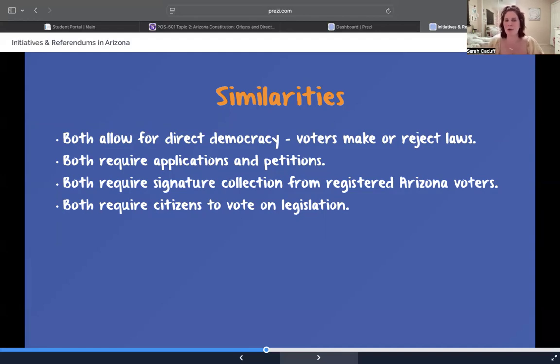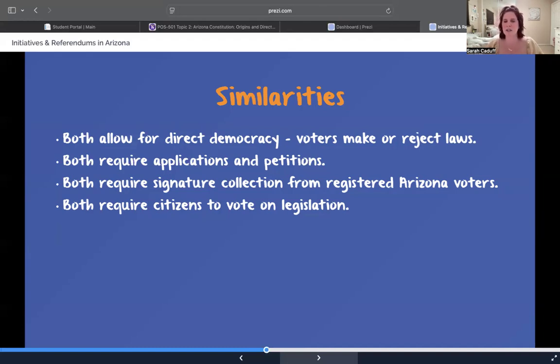Another similarity is that both require an application and a petition. So in order to get started, both require applications and petitions. Another similarity is that both require signature collection from registered Arizona voters. We talked about the valid signatures. You can't just have any random person come up and go, yeah, I'm going to sign this. If they do, it's going to get thrown out. It will not be a valid signature.